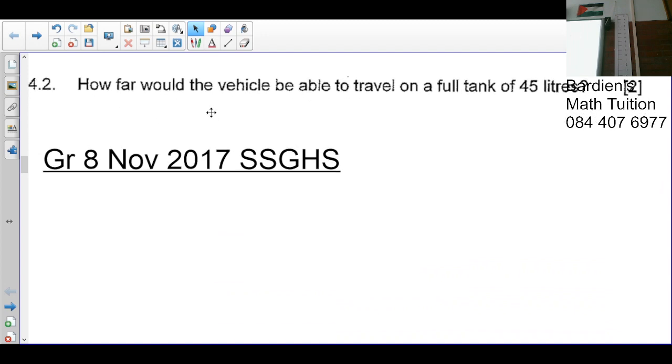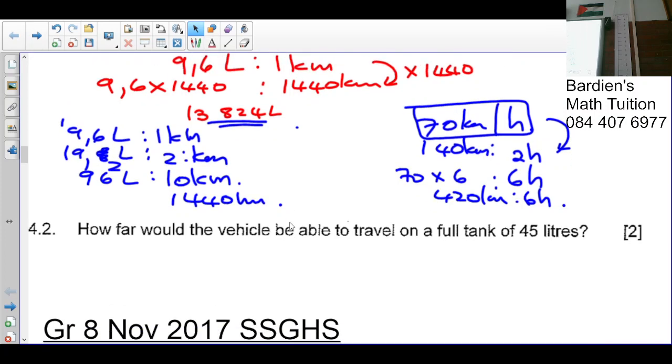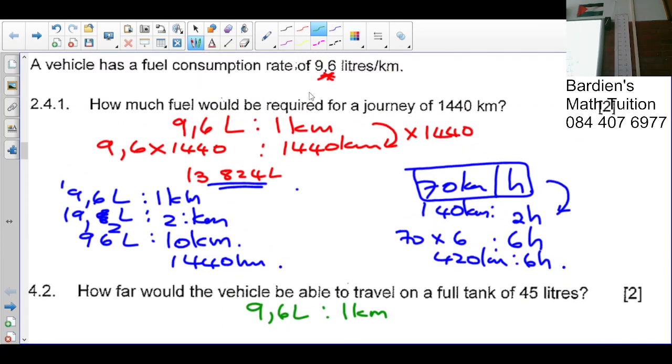Then it says, how far would the vehicle be able to travel on a tank of 45 liters? So again, the ratio is 9.6 liters is to 1 kilometer. I think whoever worked this out worked it the other way around. They say this is 96 kilometers per liter. For every 1 liter, it is 96 kilometers. Now that makes more sense in terms of reality. But what is given is, as I said, absurd.